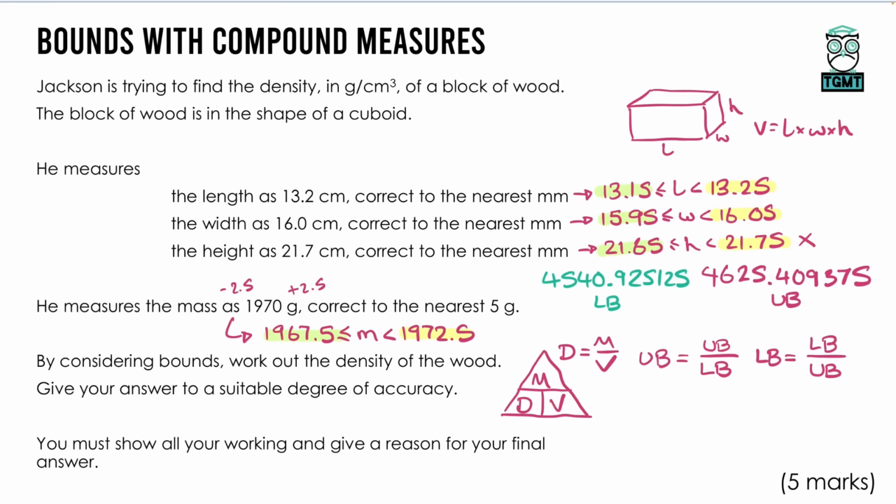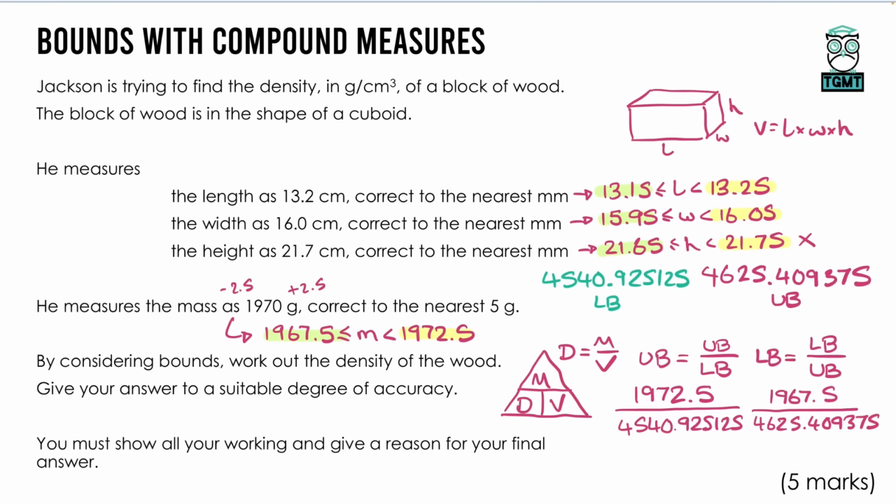For the upper bound, we want the upper bound of the mass, so 1,972.5. And we want to divide that by the smallest possible volume, which is 4,540.925125. For the lower bound, we'll take the lower bound of the mass, so 1,967.5, and we're going to divide that by the highest possible volume, the upper bound, which is 4,625.409375. Alright, so a little bit awkward, but we're going to type it all in.